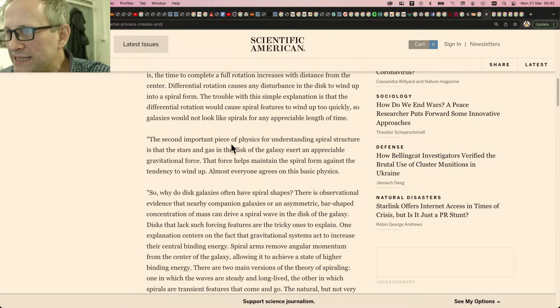The second important piece of physics for understanding spiral structure is that the stars and gas in the disk of the galaxy exert an appreciable gravitational force. The force helps maintain the spiral form against the tendency to wind up. Almost everyone agrees on this basic physics.